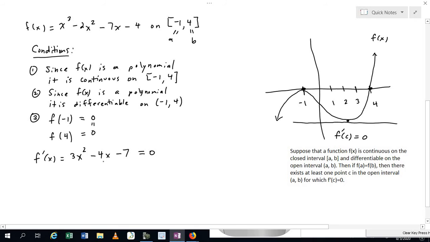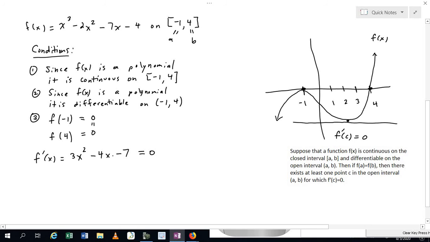Okay, so let's solve this and see when the derivative is 0. Of course, this is a quadratic, and to solve a quadratic, you have to put it in standard form, which it already is in, right? Standard form means one side is 0. And then you could either use the quadratic formula, or you could try and factor it.